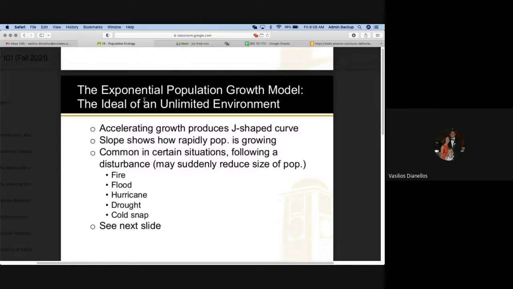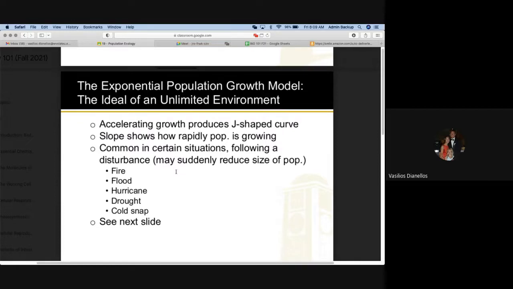Anyway, where is this common? Where do we normally see exponential population growth? That would be in certain situations. Obviously, when we're talking about bacteria, that could be anywhere, or almost anywhere, because for them, it is almost an unlimited environment anywhere. But if you're talking about other populations, maybe humans or, I don't know, certain trees or mammals, reptiles, whatever, you will usually see this following a disturbance. And I'll talk about what a disturbance is a little bit more later. But for now, just think of a disturbance as something, well, it's in the word, right? It disturbs the environment. So some examples of disturbances might be a fire, a flood, a hurricane, a drought, a cold snap.